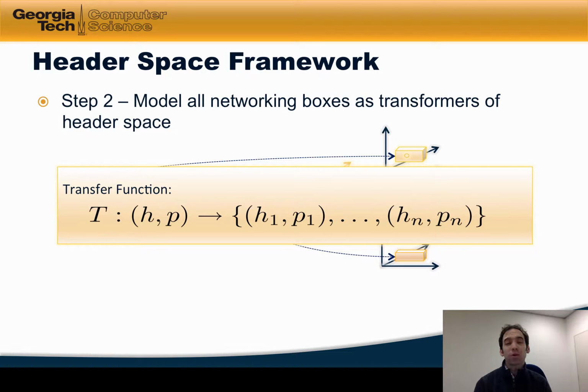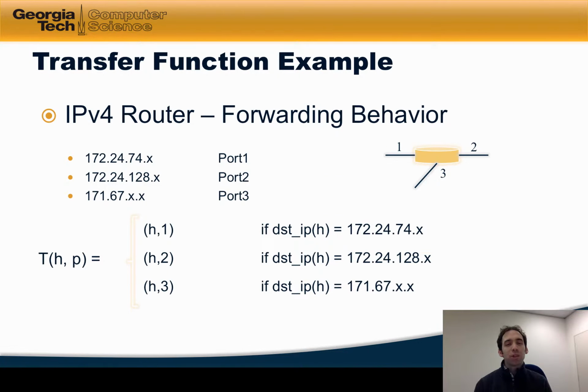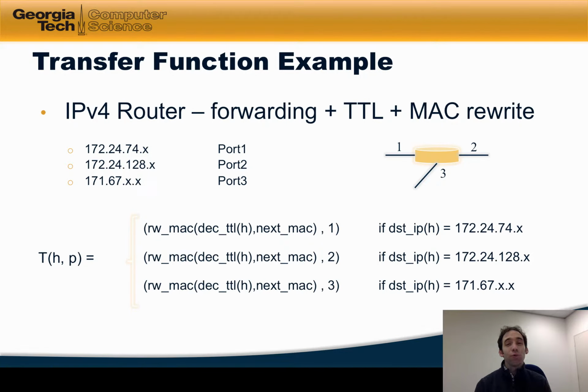We say that a transfer function can potentially map to more than one tuple to allow for specific functions such as multicast or broadcast. An IP router might map different portions of IP address space to different output ports. This can be represented in our transfer function. In addition to forwarding packets out different output ports, the transfer function might also perform additional operations such as decrementing the TTL and rewriting the destination MAC address. All of these operations can be represented in the transfer function.